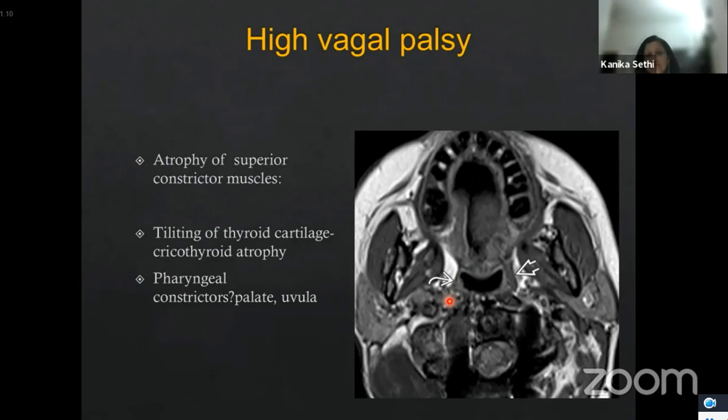You will have deviation of the uvula also to the opposite side, and tilting of the thyroid cartilage because of the cricothyroid atrophy as well.